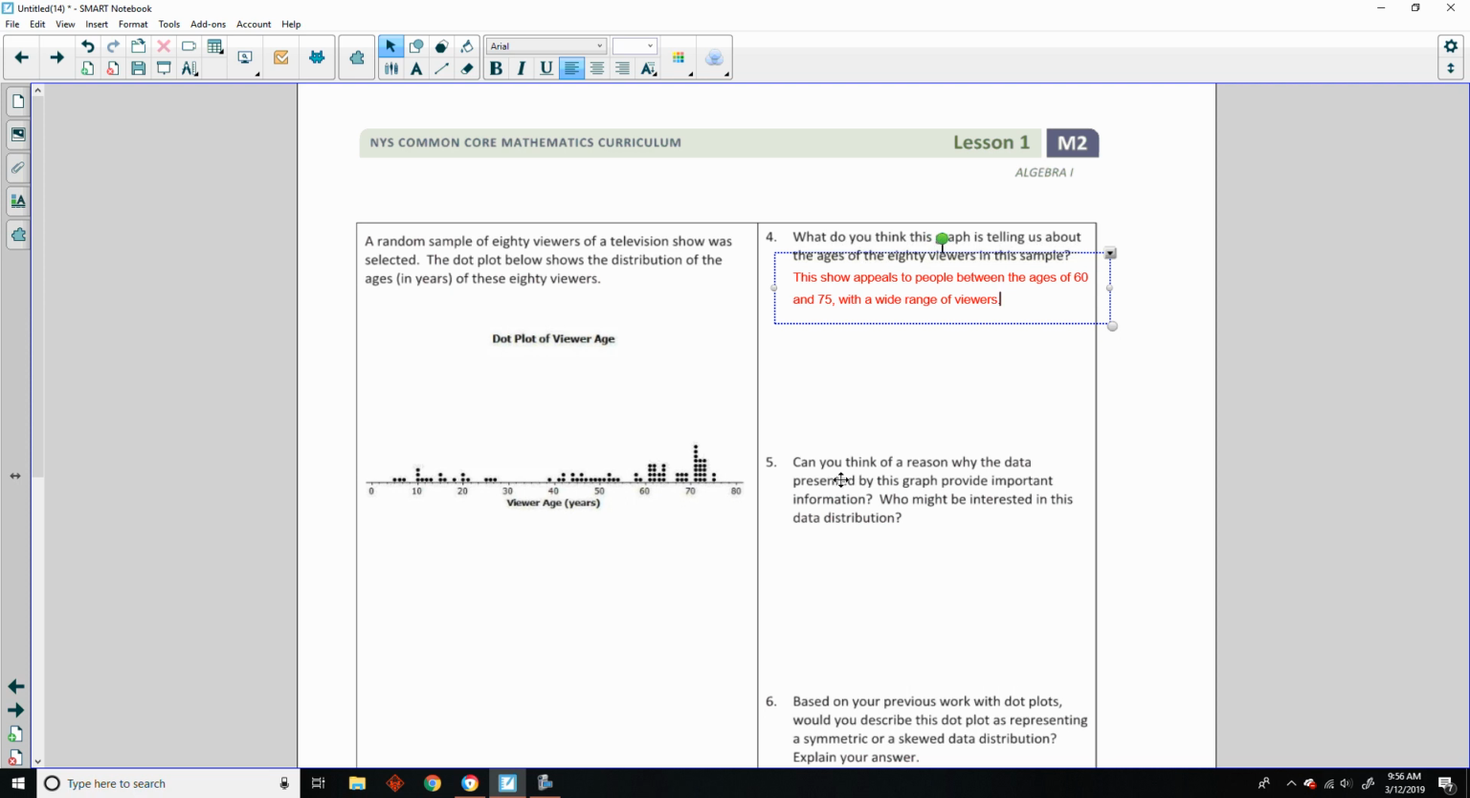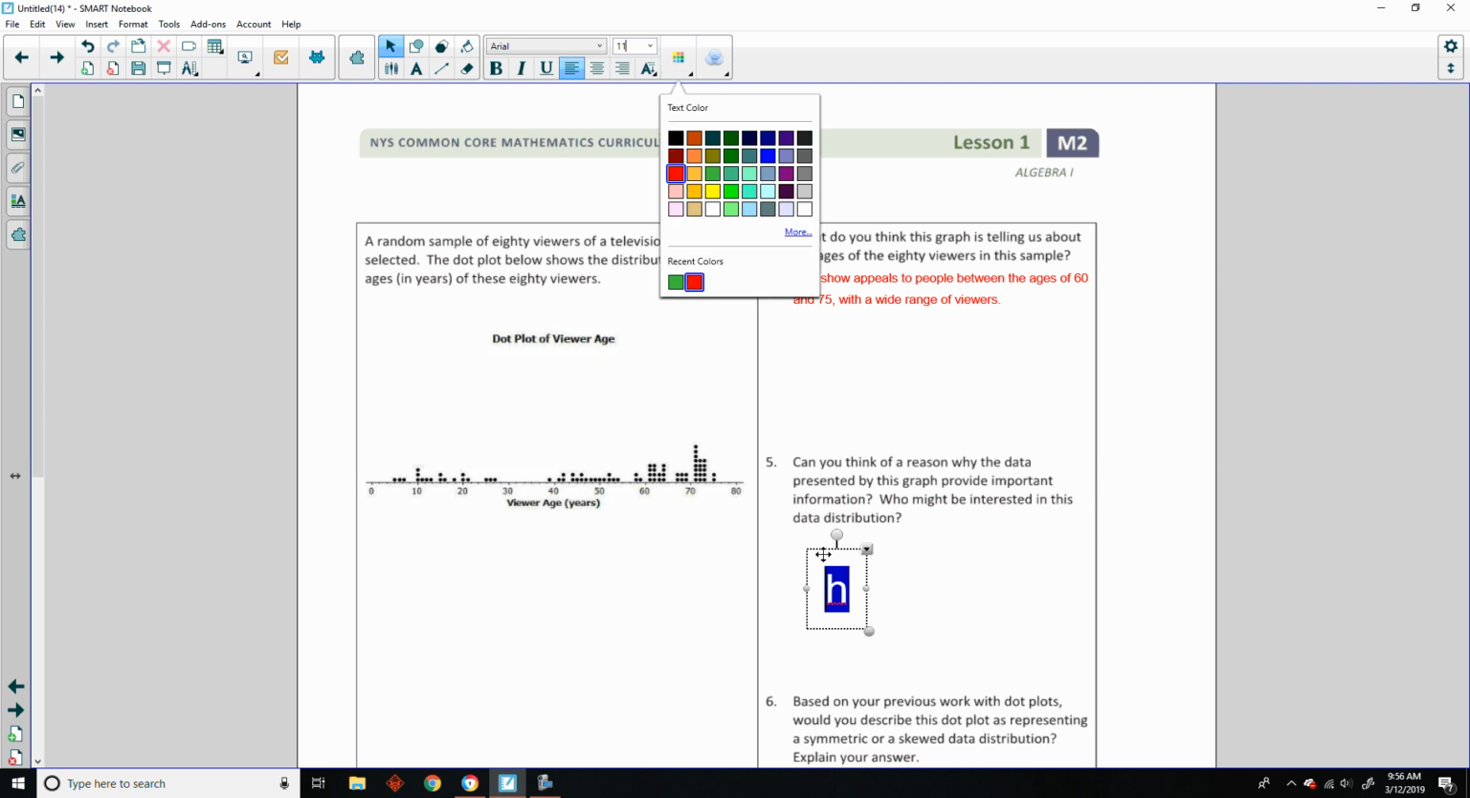Can you think of a reason why the data presented by this graph would provide important information? Okay. The reason for that would be if you are a TV show or let's say you're a channel, a network like ABC, NBC, CBS, something like that, you would be interested in this information. So the data would be important to determine audiences.